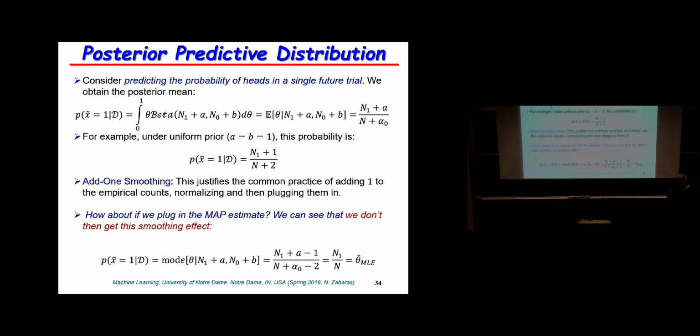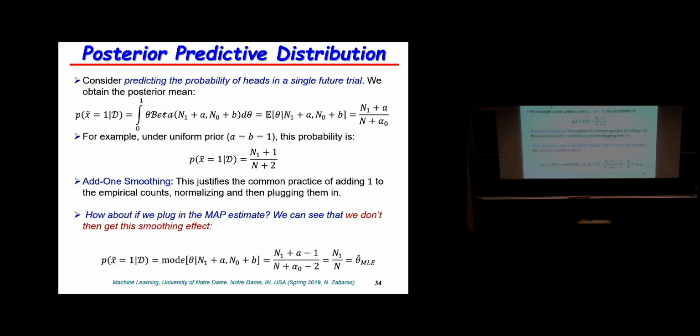This is not surprising because this is a binary problem, right? I mean, you either have heads or tails. So if you use the definition of this expectation, you will immediately come up that this is equal to that. But the idea here is the predicted distribution is the mean of the posterior. This is the correct calculation. This is the mean of the posterior.